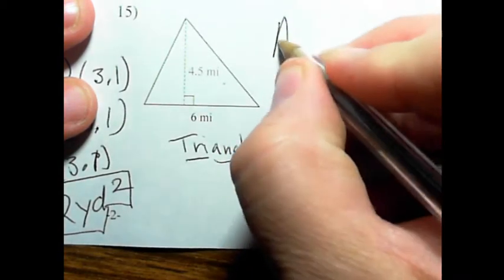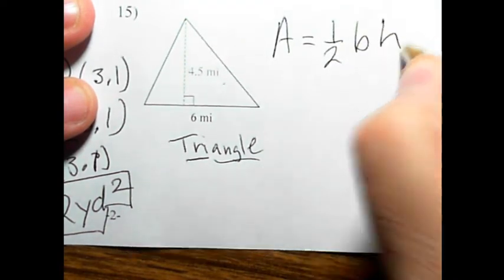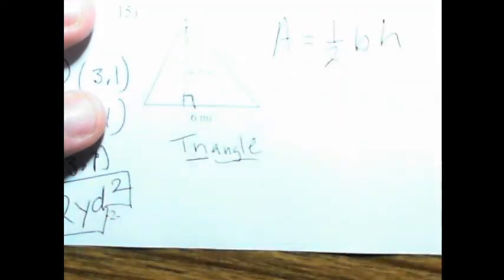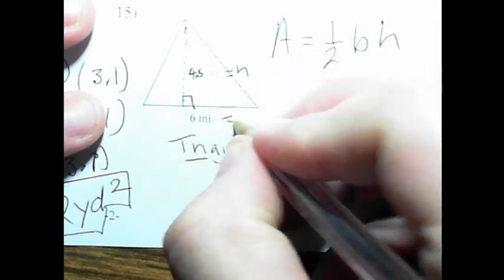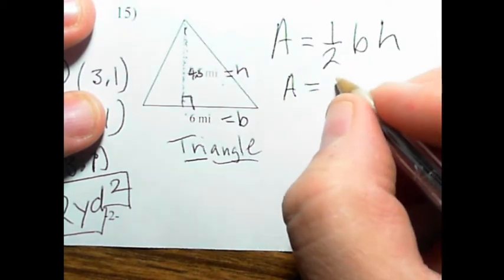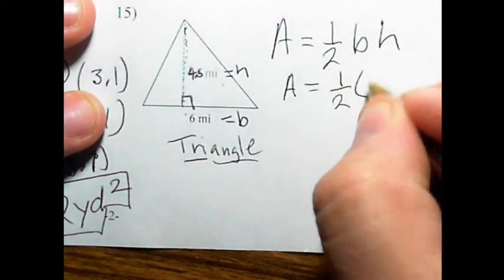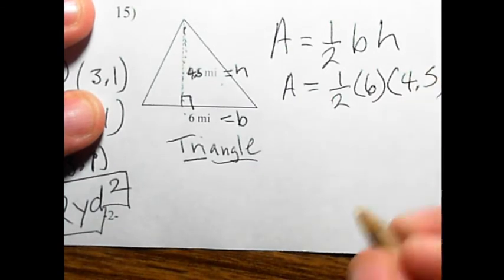Anyways, the area of a triangle is just going to be 1/2 times the base times the altitude height. The altitude height is going from a vertex across to the base, forming a 90-degree angle. That distance of that line is 4.5, so that is my altitude height, and then my base is 6. So I'm going to say A is equal to 1/2 times 6 times 4.5.